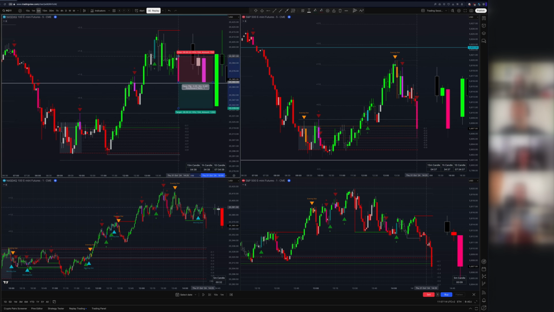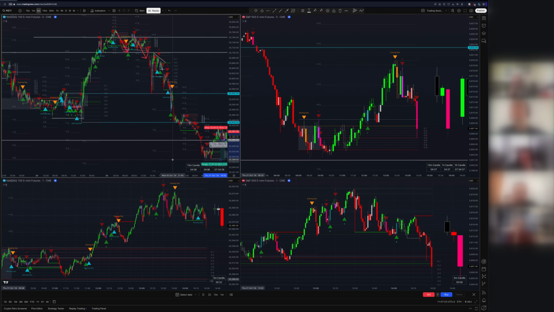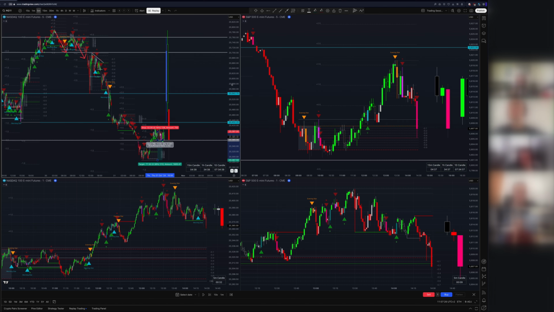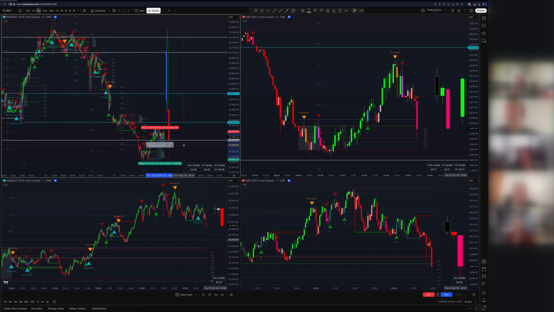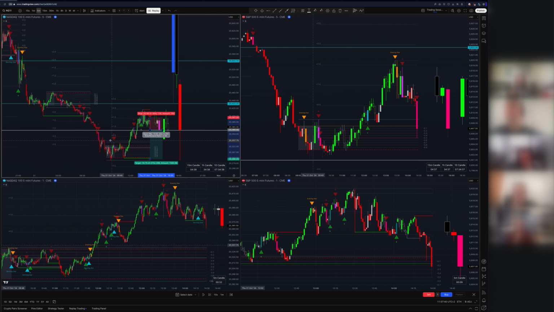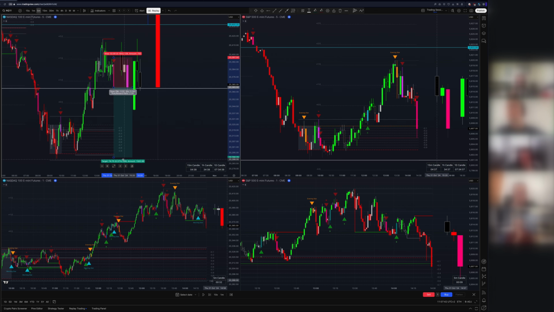Short position. Let's see. The risk reward ratio is 2.4. I will only take half here and the other half here. I think my thesis is that we will continue lower, that Europe was just a pullback, and that we will continue the downtrend.